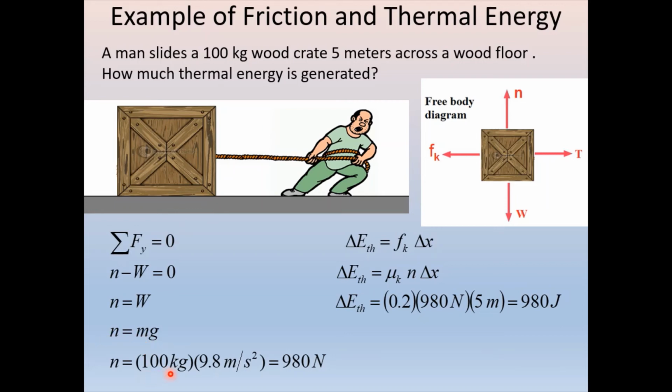So the mass of the crate is 100 times g, 9.8, which gives us 980 newtons of normal force. So we can put that in here for N. Here's our 980. And then delta x is the distance involved, and that was given as 5 meters. So our answer is 0.2 times 980 times 5, which is 980 joules of thermal energy created.